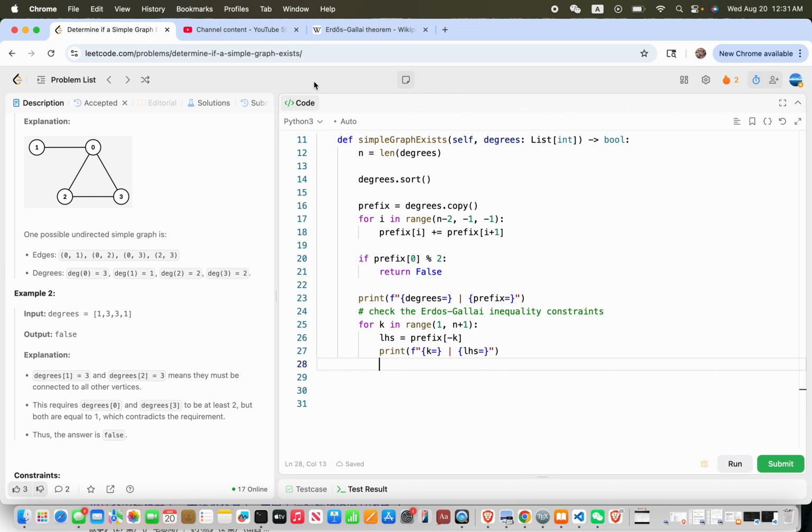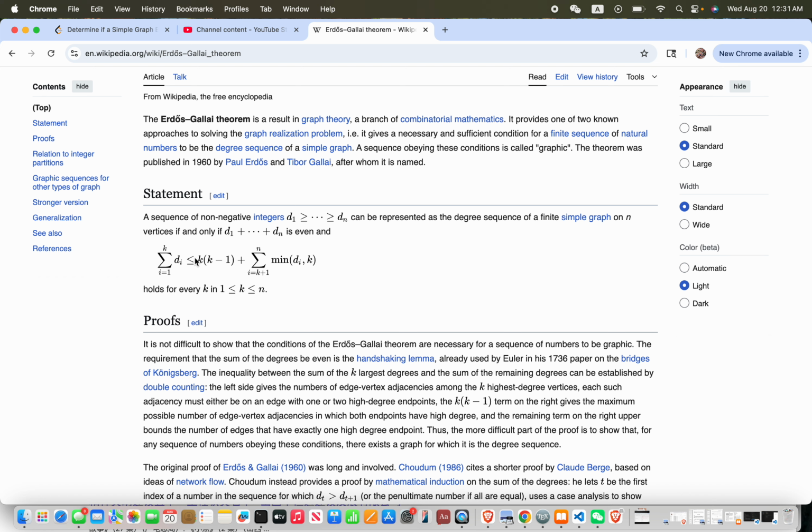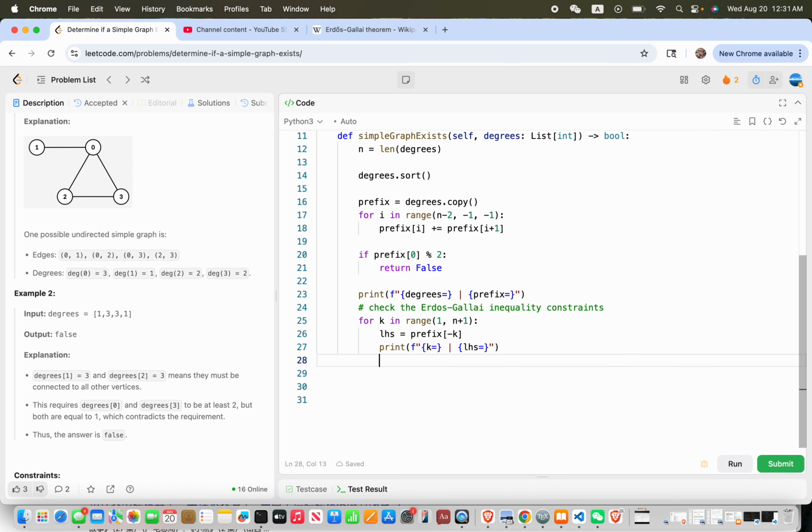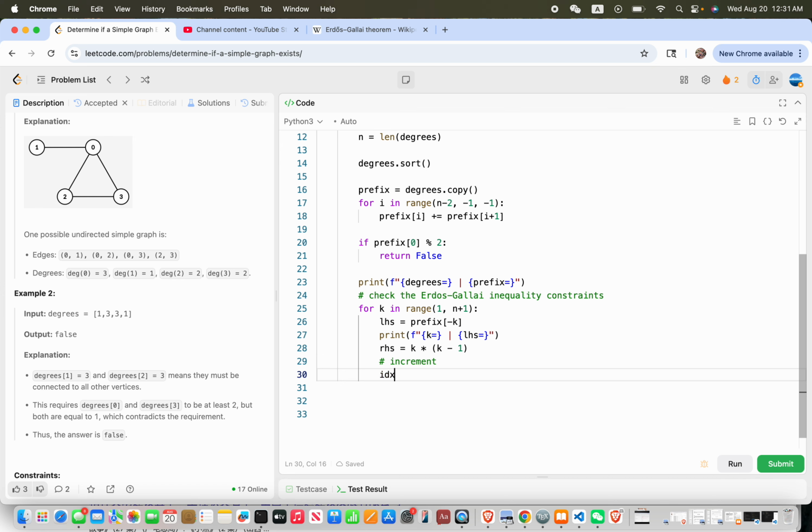The right-hand side contains 2 terms. This term is rather easy to compute, just k times k minus 1. The sum is this part. So what we are going to do for the right-hand side is set it to be k times k minus 1, and then we are going to increment it with the second part, right? So let's first find the index. It's bisect left on degrees, right?